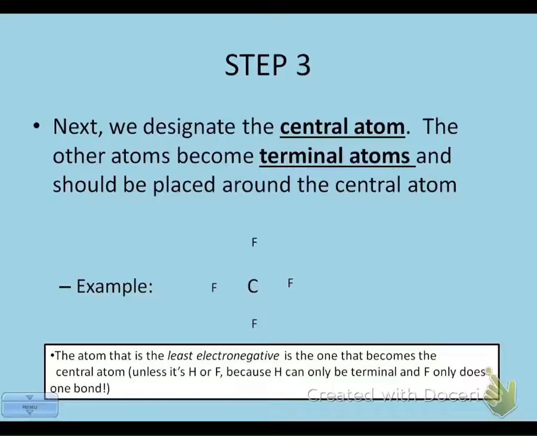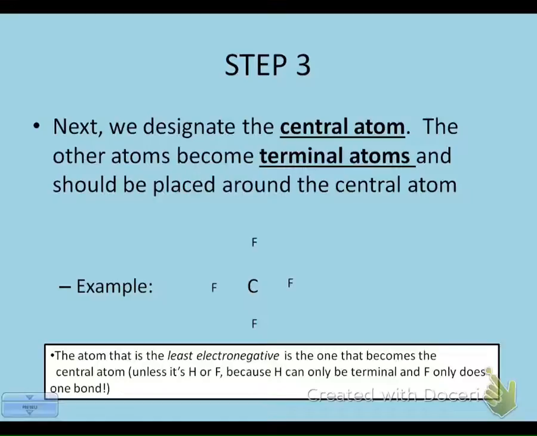Step 3, we need to decide which atom in the formula is going to be in the middle. We call that the central atom. So that's a new term for you. The central atom is the one in the middle. The central atom is always going to be the least electronegative of the group. It's not always a pair. It could be 3 or 4 elements. So it's always the least, and that says that in the white box at the bottom.